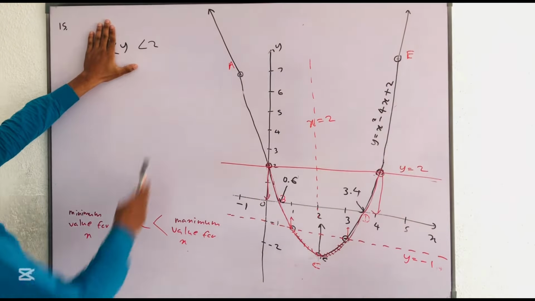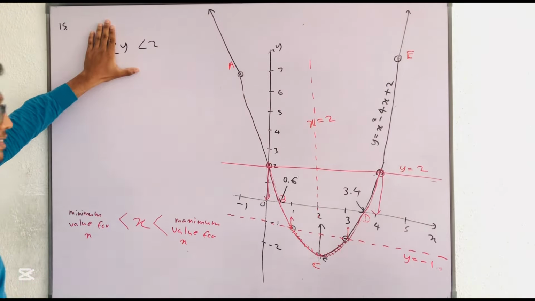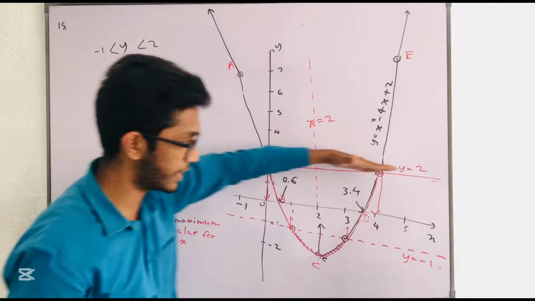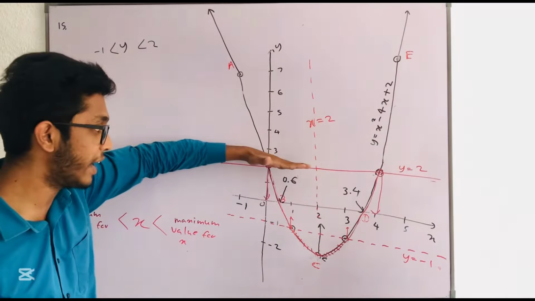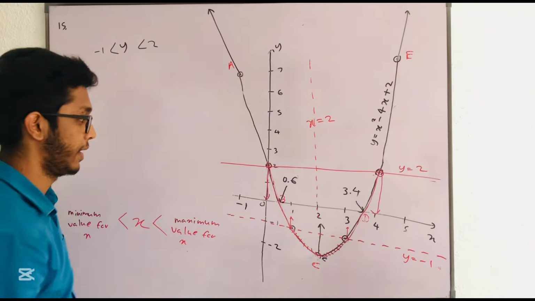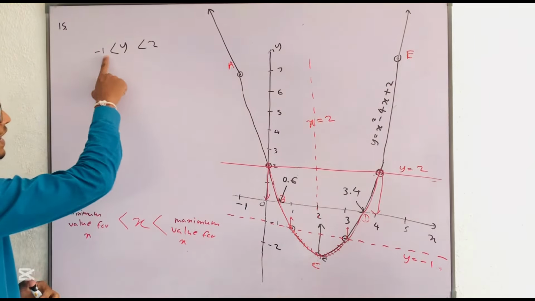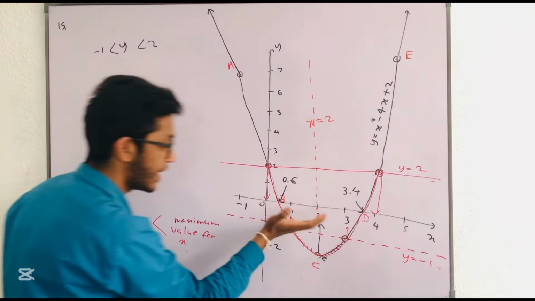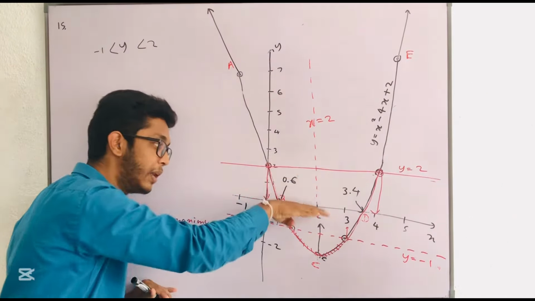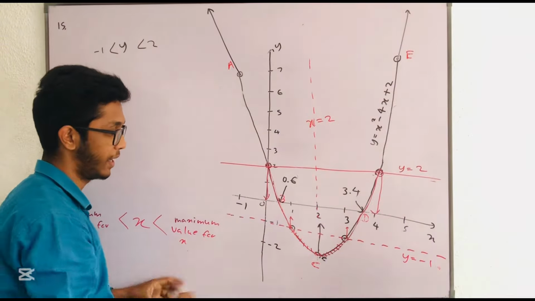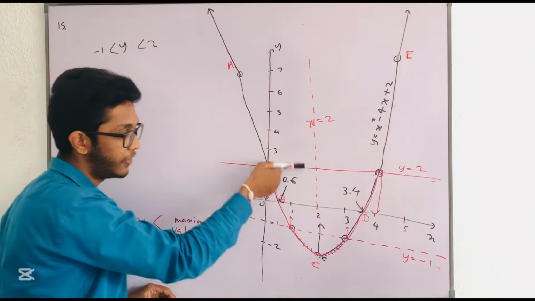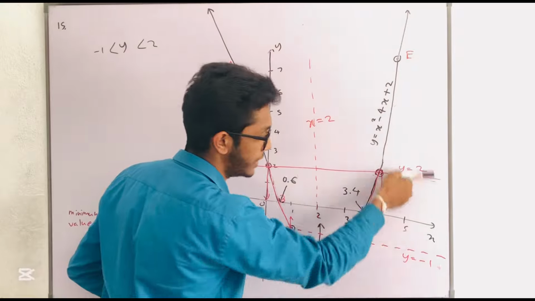And this part of the inequality represents y less than 2. So this line represents y equals 2. Less than 2 means below this line. So you can see y greater than minus 1 less than 2 means above this line and below this line. So that means which part? We have to consider the part between these two lines.